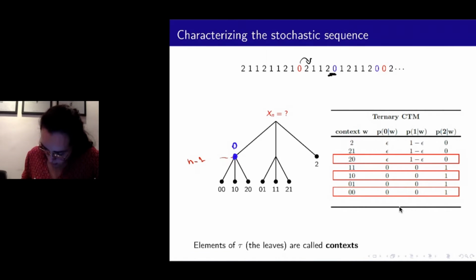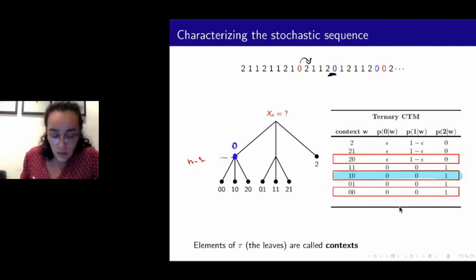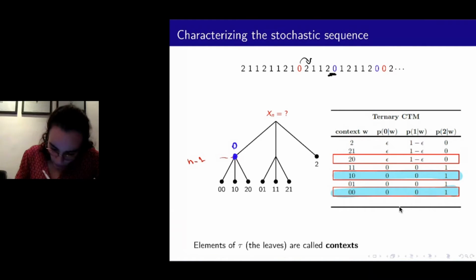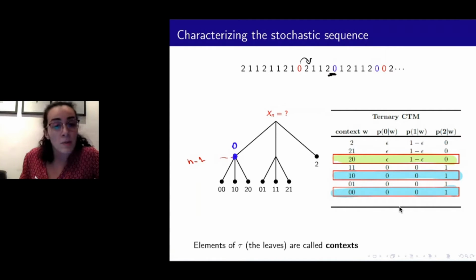Which one? These ones. So in this case, we have for sure a 2 with probability 1. And for this case, also I will have a 2 in the next step with probability 1. And for the green ones, the blue ones, the 0, these guys here, we are in this kind of situation. So we have a 1 with probability 1 minus epsilon, and we can generate a 0 with probability epsilon.